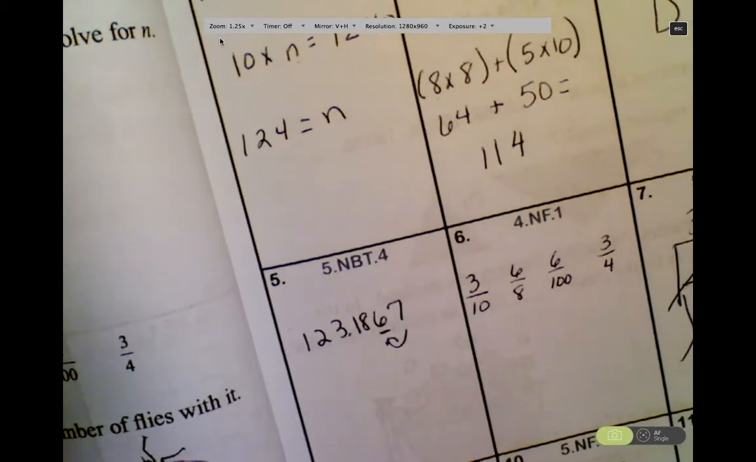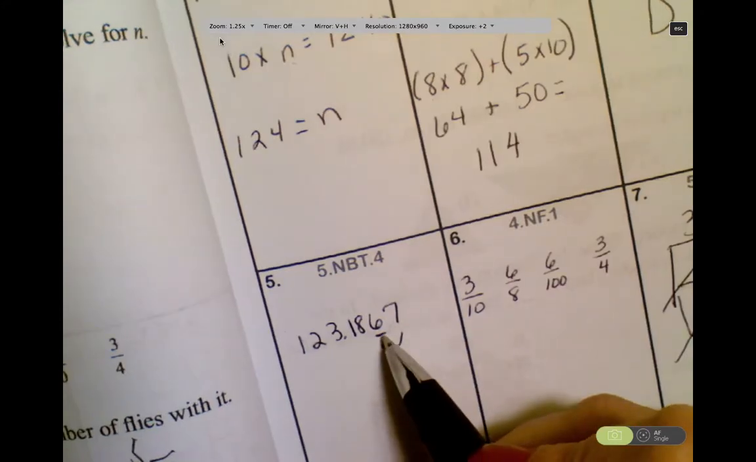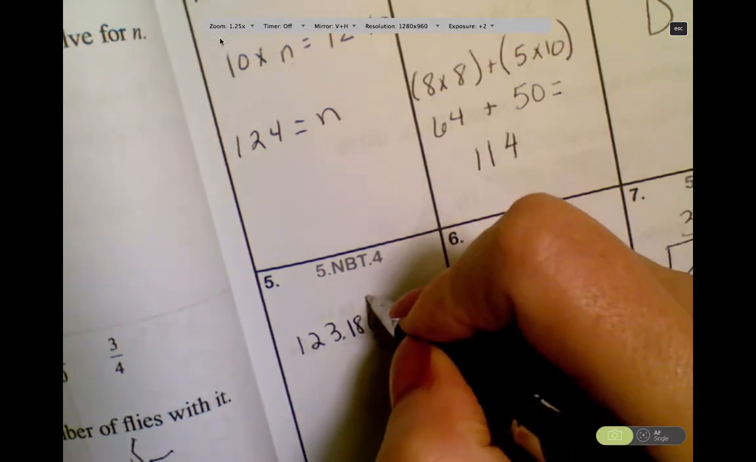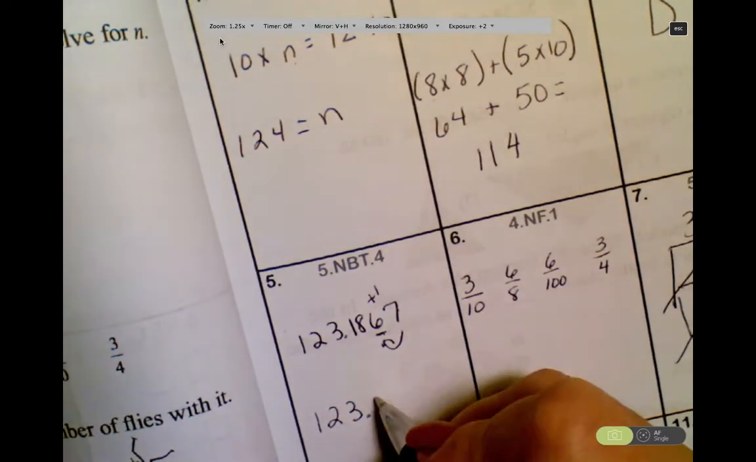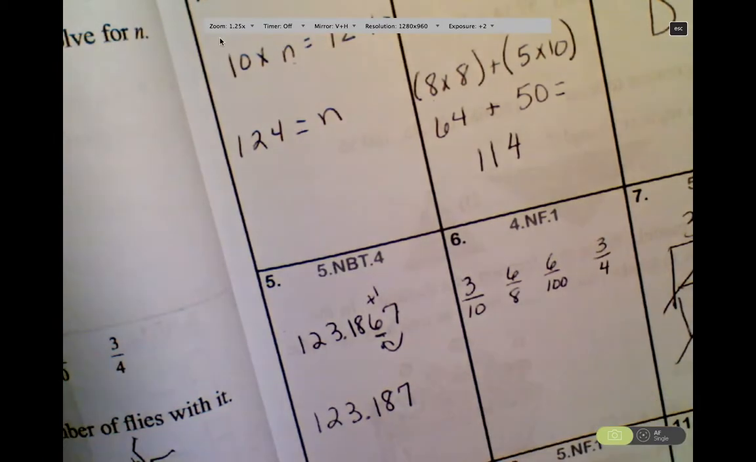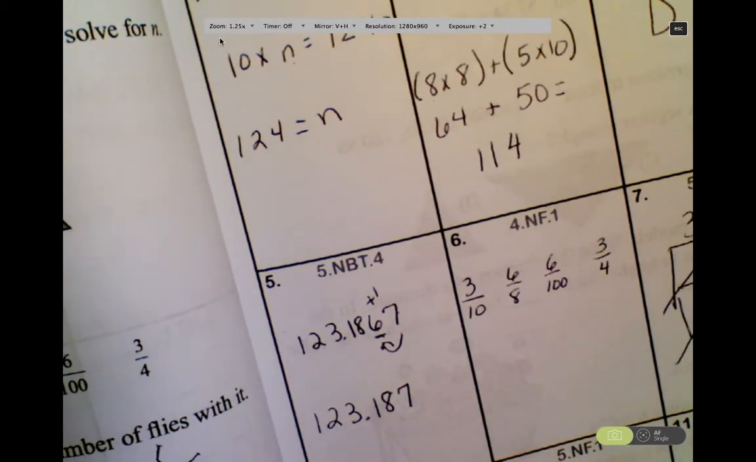Number 5, we're rounding to the nearest thousandth. I underline the thousandths place, draw my arrow. This 7 tells me I need to add one more to my 6, so it'd be 123 and 187 thousandths. What's my next one?